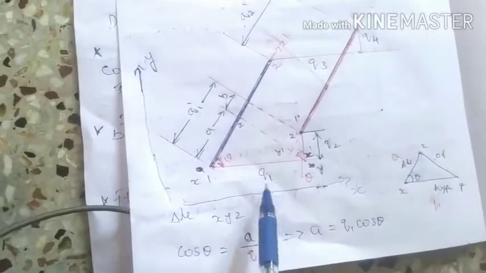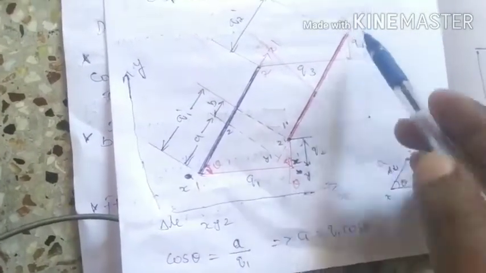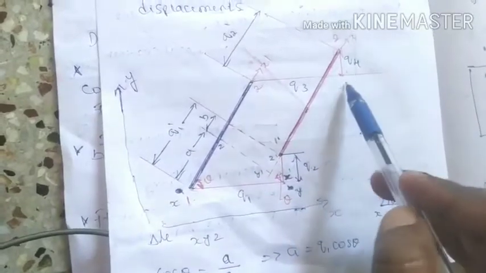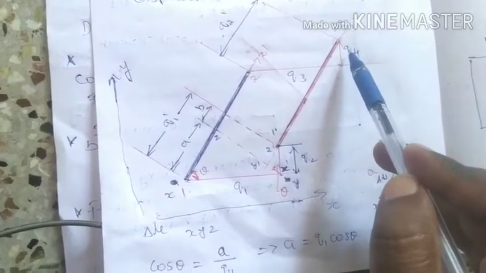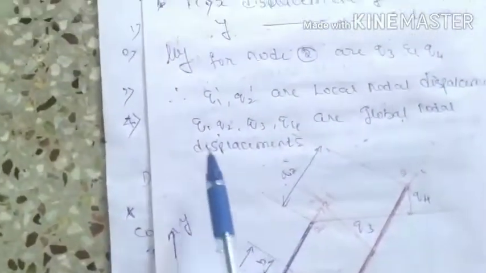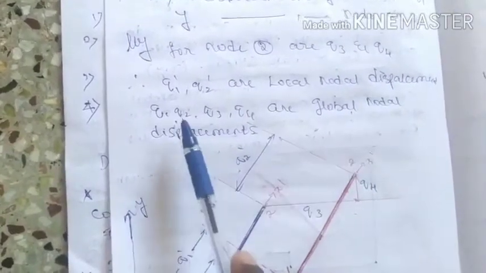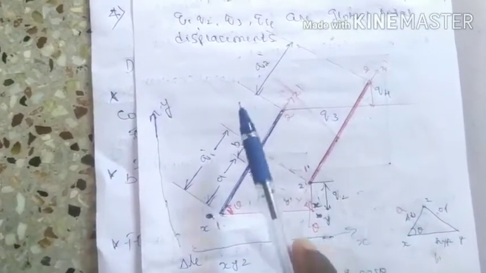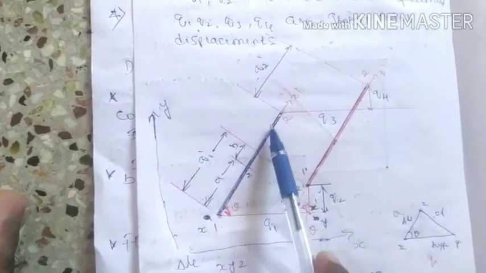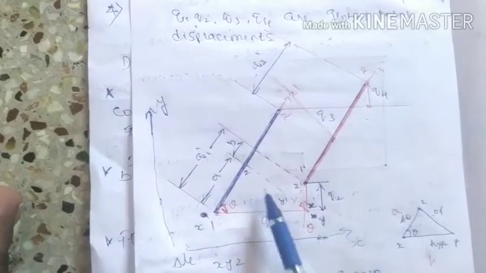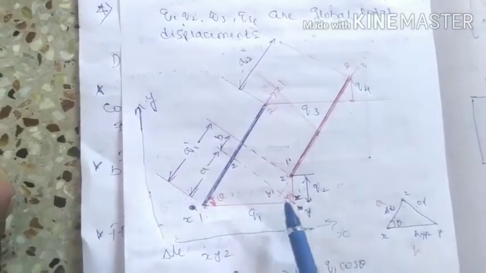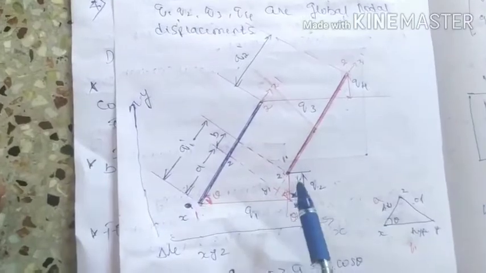The x displacement of node 1 with respect to the global coordinates is q1, the y direction is q2, and for node 2, the x direction is q3 and the y direction is q4. Therefore q1 dash and q2 dash are the local nodal displacements, and q1, q2, q3, q4 are the global nodal displacements. The displacements with respect to the local coordinates are called local nodal displacements, and with respect to the global coordinates they are called global nodal displacements, q1, q2, q3 and q4.